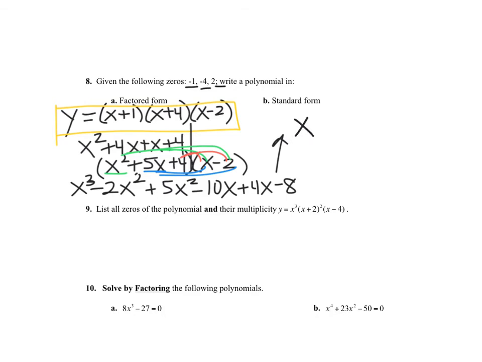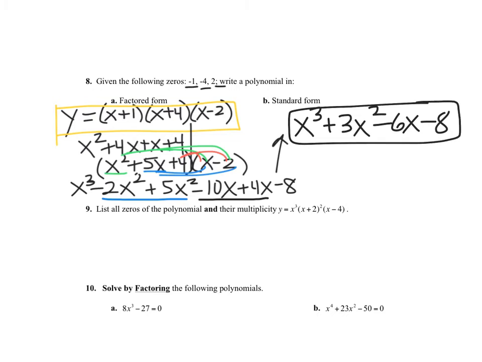So I have x cubed. My like terms, I have a negative 2x squared and a positive 5x squared, which is 3x squared. And then I have negative 10x and 4x make negative 6x, and then minus 8. And there's my polynomial in standard form. I like to write y equals.